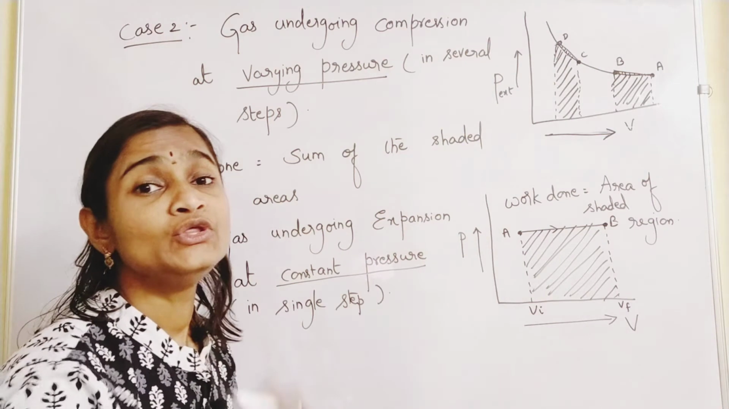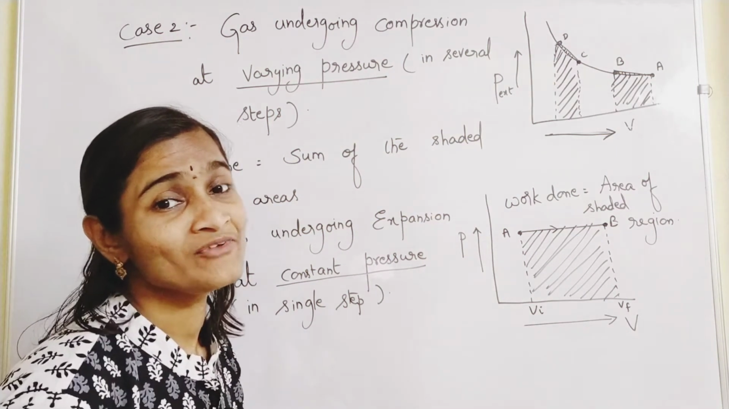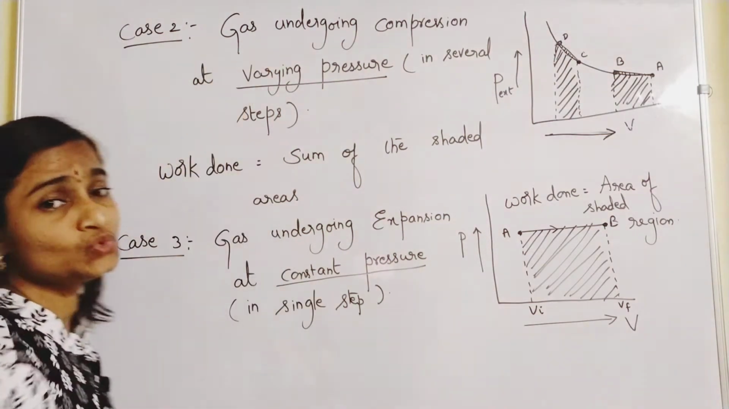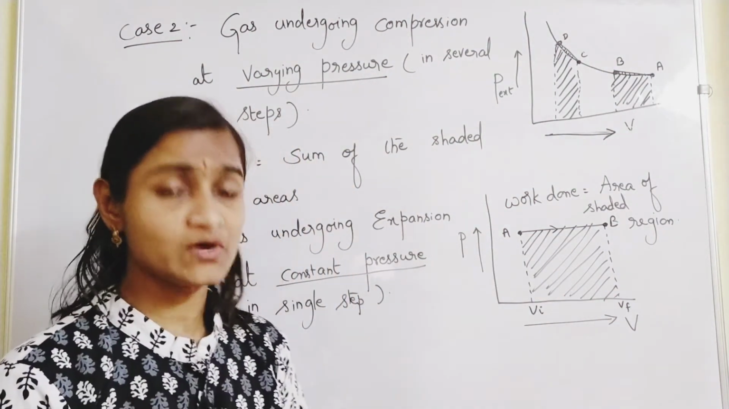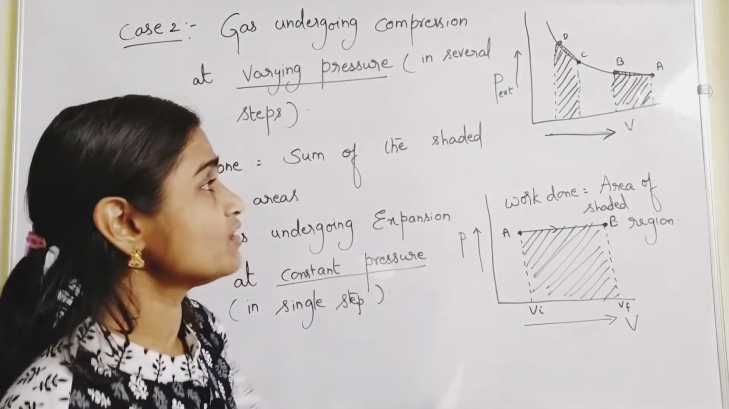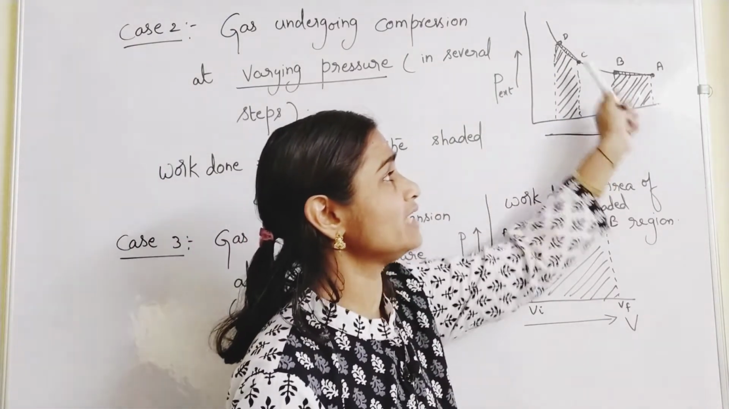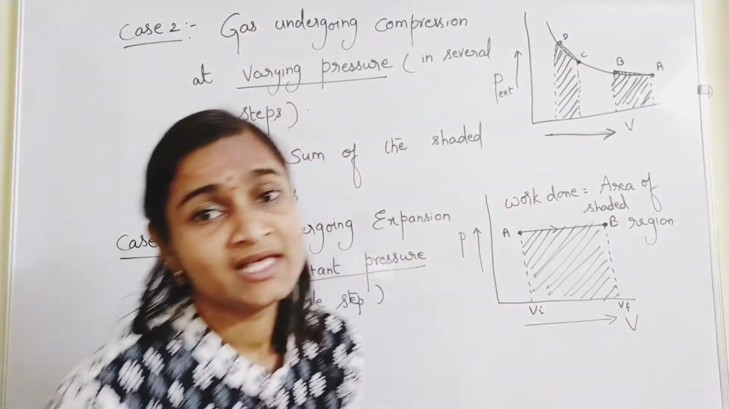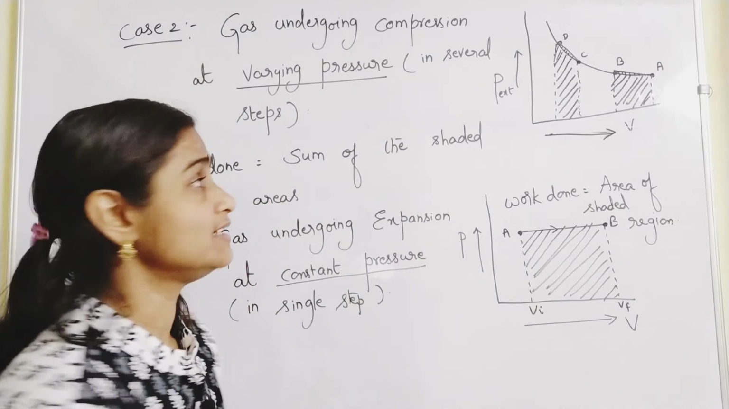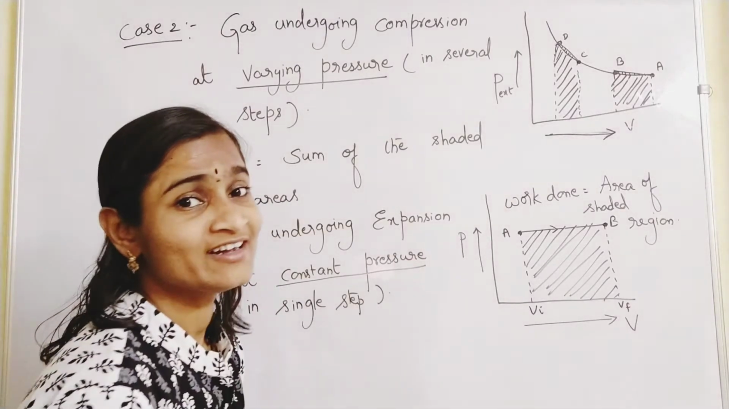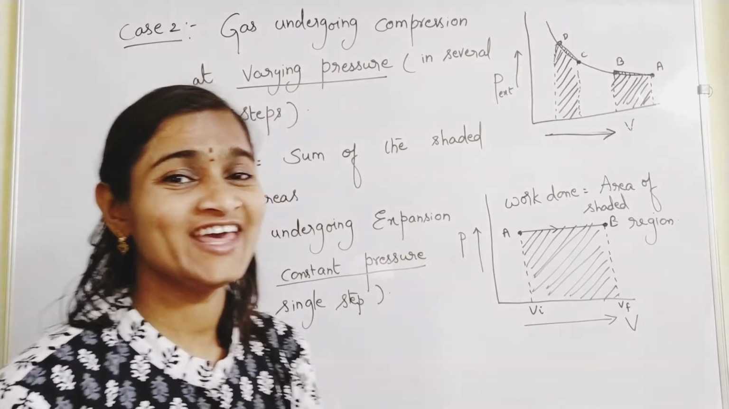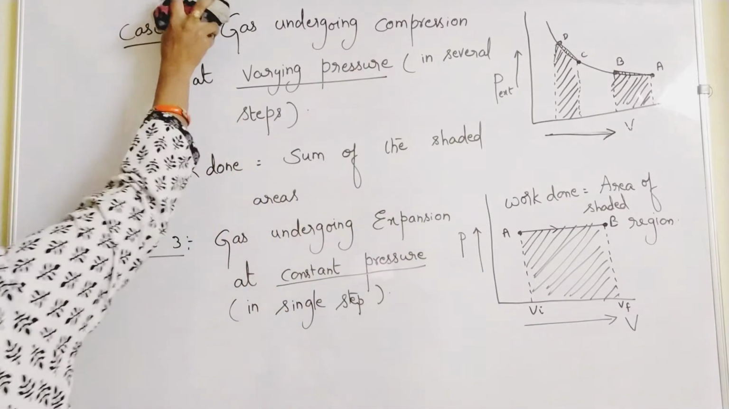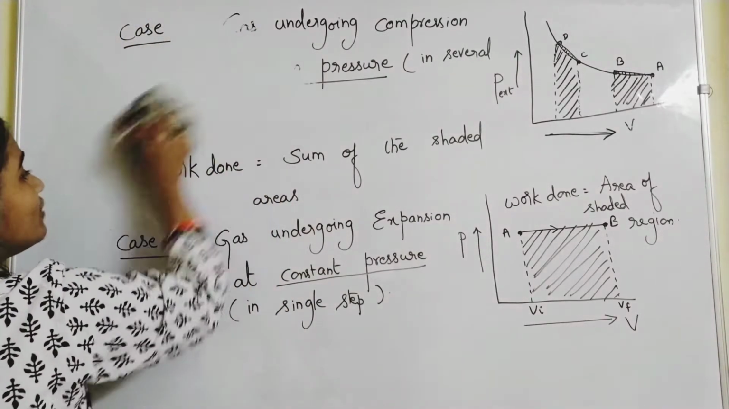Case 4, you yourself can try. What is case 4? Same like case 2. In several steps or in a single step also, instead of drawing C and D, you will end up with only A and B. Isn't it? So let us try. You will try. Pause the video and try. Okay. So case 4. What is case 4?